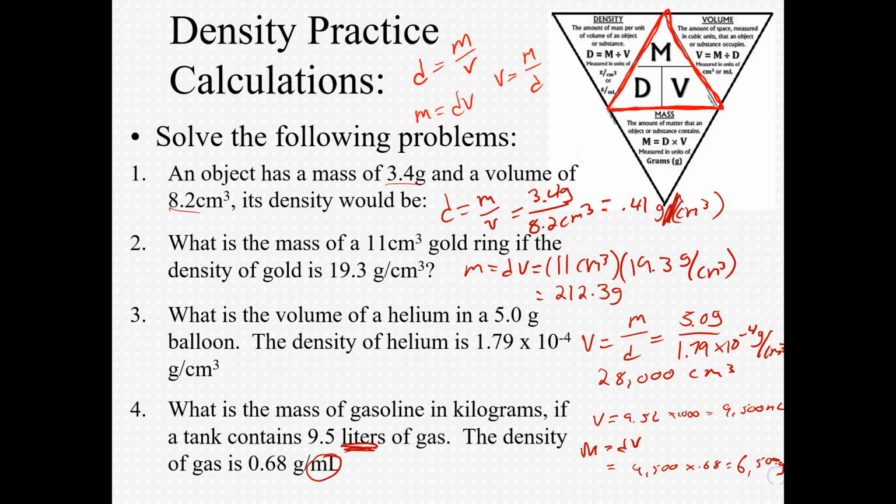6,500 grams. But we want our answer in kilograms. And in order to get grams into kilograms, we have to divide by 1,000. So our final answer is going to be 6,500 divided by 1,000, which is going to be equal to 6.5 kilograms.